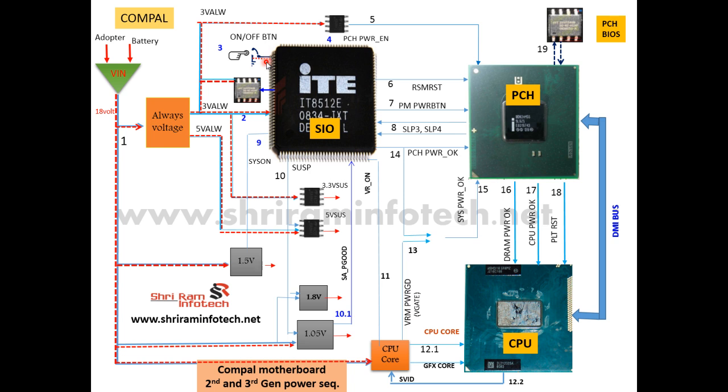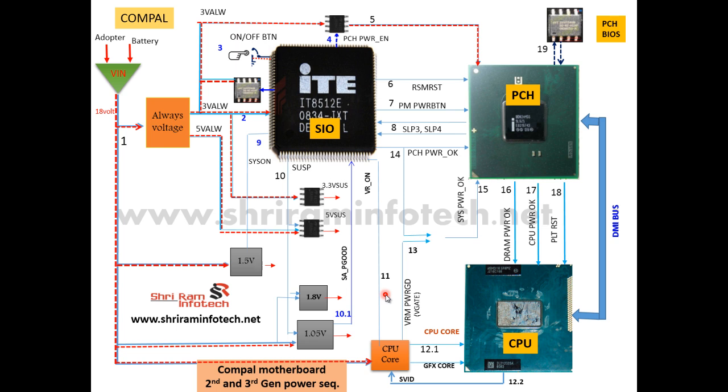Once the SIO gets this pulse, it generates the next signal, called PCH power enable. It generates the PCH power enable and triggers this MOSFET. After triggering this MOSFET, my voltage will pass through the MOSFET and go to the PCH, and the PCH gets the power. And this voltage I can check. If it is an HM55 PCH, then I can check this voltage on this capacitor.